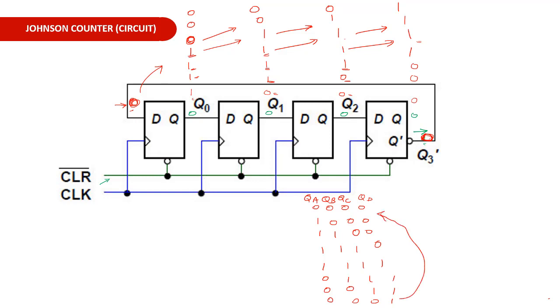So if you check here, you can see that 1 2 3 4 5 6 7 8. So in total 8 states will be obtained if you are using 4 flip-flops. That is just double the number of states that you can get using the ring counter. So in Johnson counter, if you are using 4 flip-flops, you will get 8 states. If you are using n flip-flops, you will get 2n states.